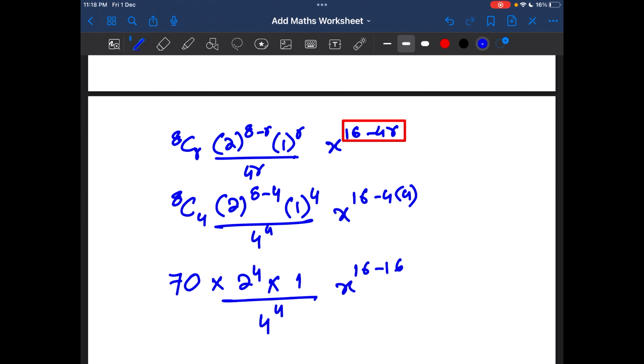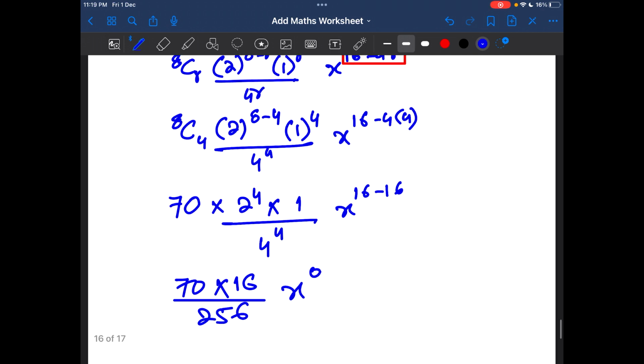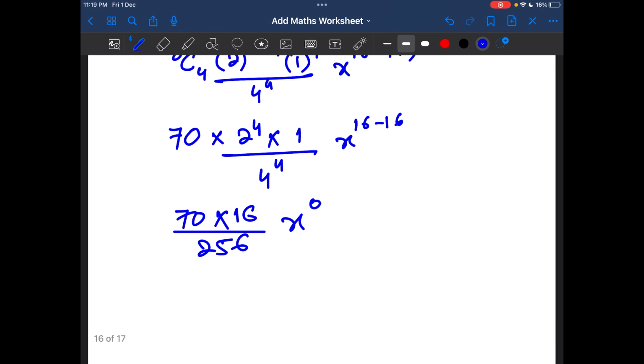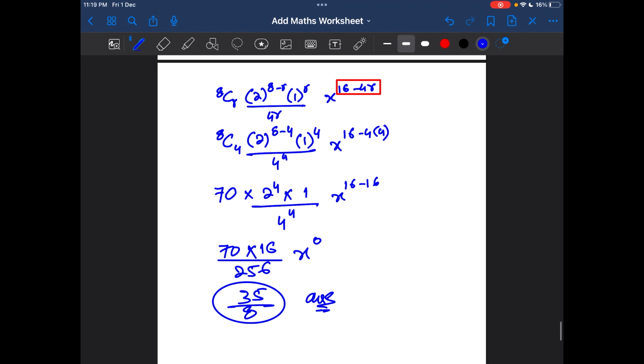16 minus 16 in the power. So 2 power 4 over here is going to be 16. 4 power 4 is going to be 256, into x power 0 here. So 70 into 16 divided by 256, you got 35 by 8, x power 0 is 1. So this is the term independent of x. This is going to be the final answer here.